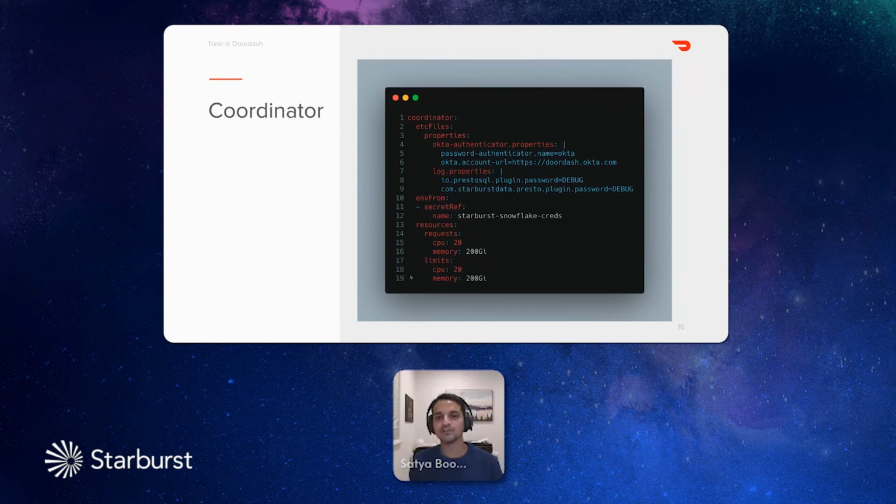So let's see what the coordinator part looks like. You could drop in these files, the etc files, the log properties, and anytime we want to inject any environment variables, they are pushed from the secrets, which are defined in the secrets YAML which we just saw. And again, the resources are pretty standard here for the coordinator.